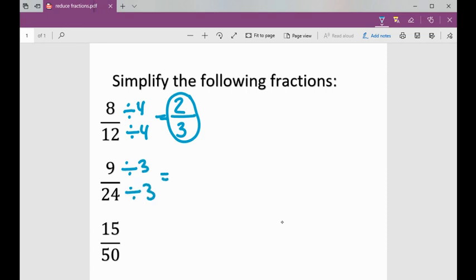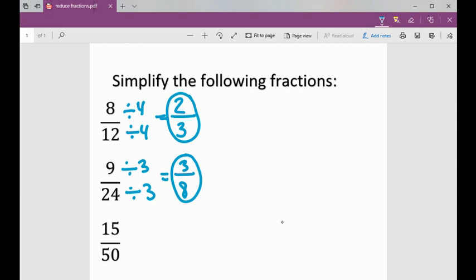3 goes into 9 3 times, and 3 can go into 24 8 times. When I look at 3 over 8, there isn't a number that can go into both of them perfectly other than 1, so 3/8 is our final answer.